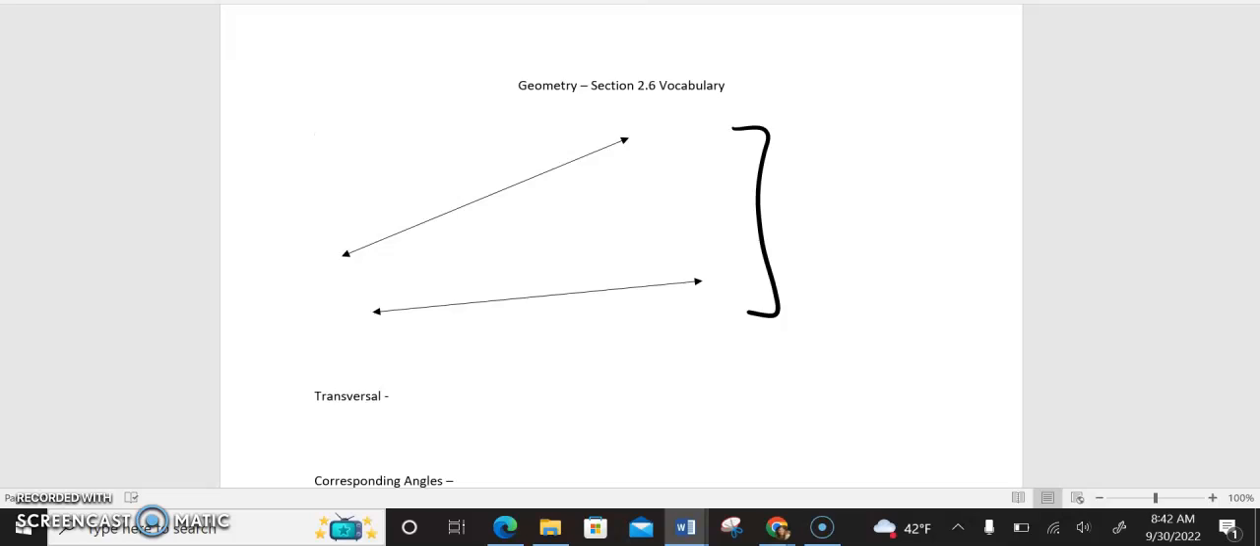We are going to use this to define and understand the angles and the types of angles in the vocabulary that we're working with. So we're going to start with two lines. I'm going to call this line 1 and line 2. And then I'm going to draw a third line that intersects them. And this is going to be T. This T is my transversal.